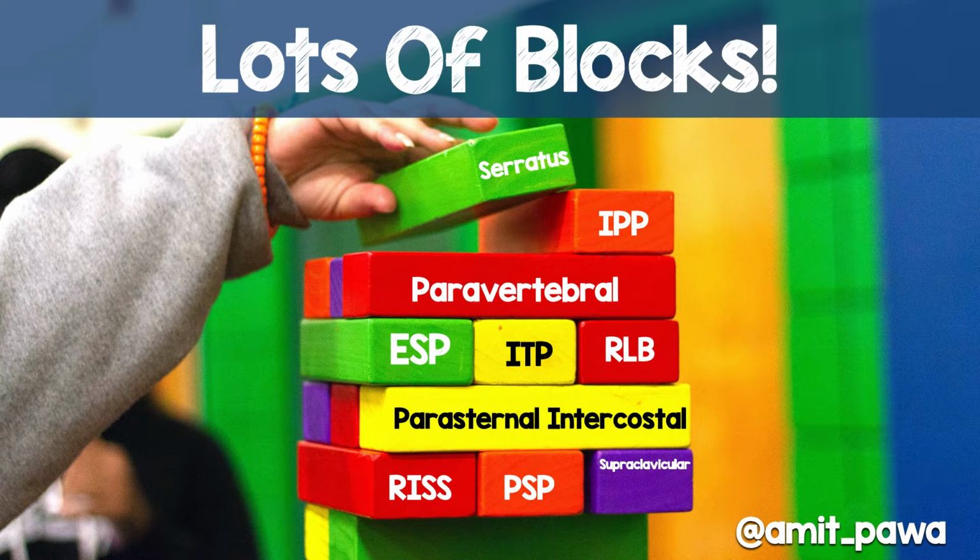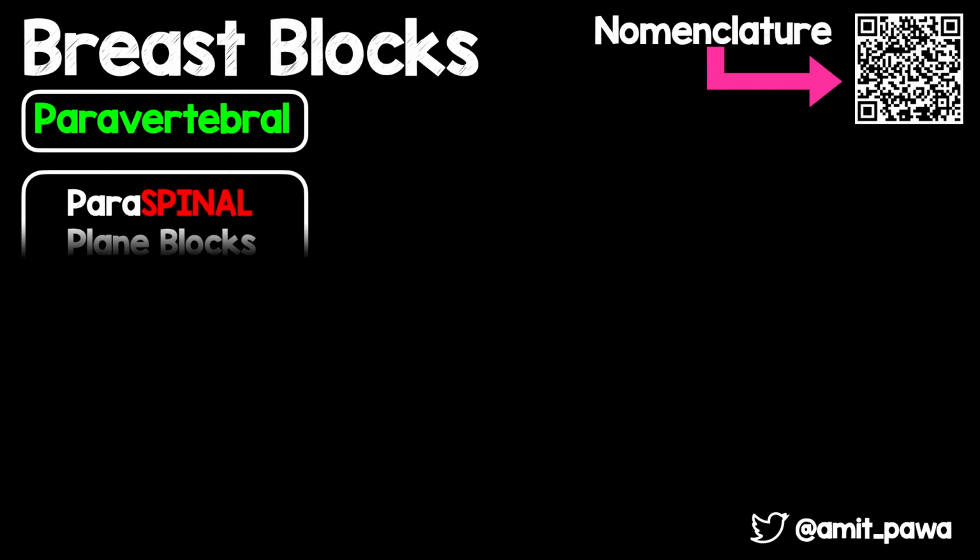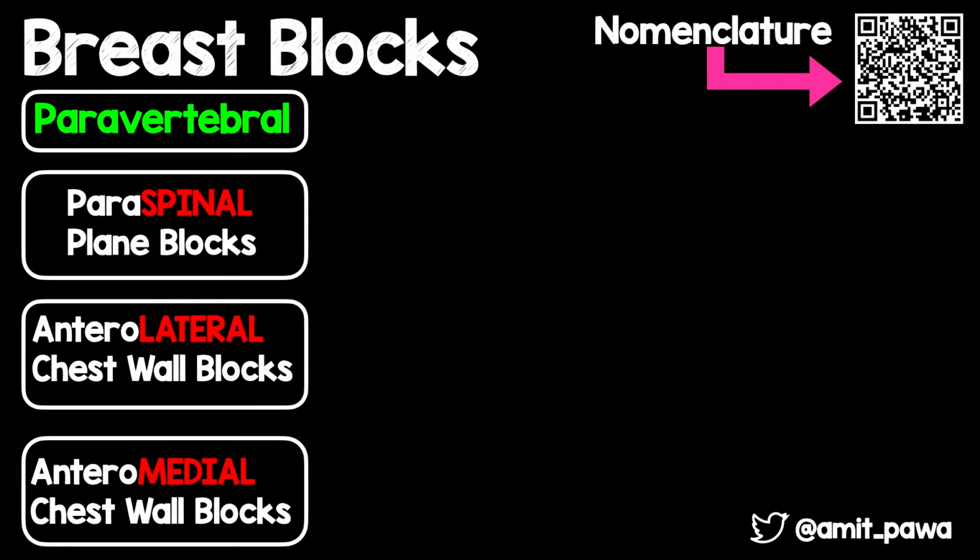What I'm going to do is try and break them down into different areas. So we're going to start off with the paravertebral, and I'm going to be using some of the terminology that comes from this nomenclature paper. Again, a group of American, European experts got together and came up with a consensus guideline as to what we should be talking about when we're describing these blocks, because a whole multitude of blocks are being described. So we can start off, we've got the paravertebral, that's relatively straightforward. Then we've got the paraspinal plane blocks, the anterolateral chest wall blocks, and the anteromedial chest wall blocks.